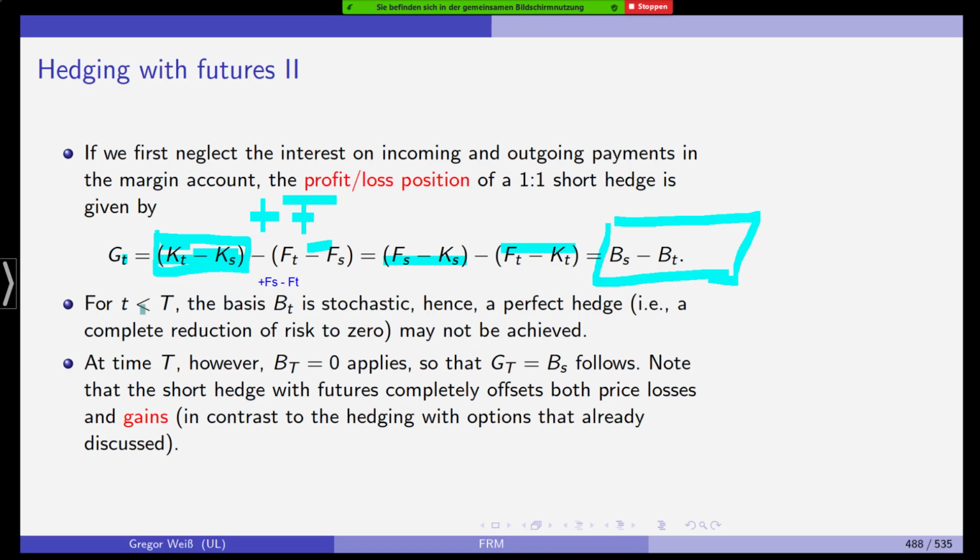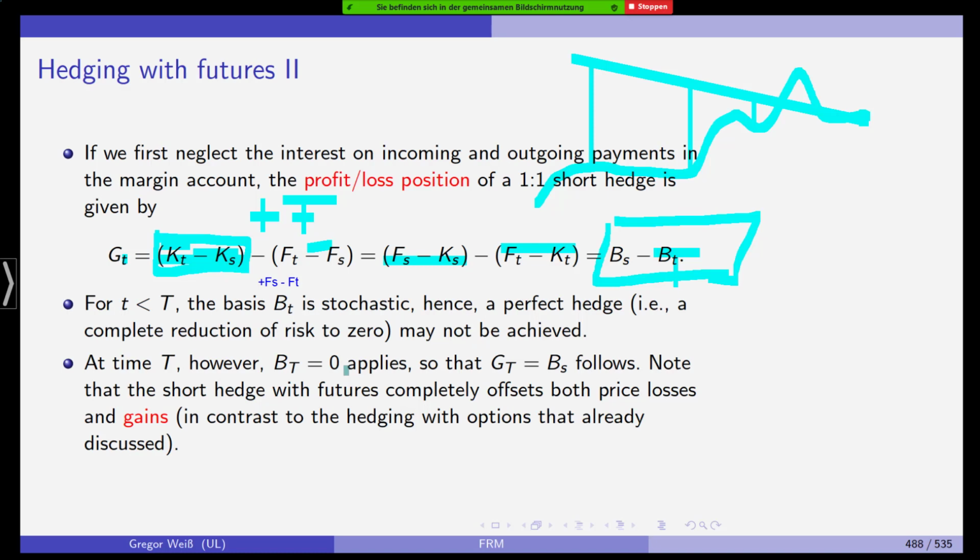Now, before maturity, the basis, B_t, is stochastic. You remember that the spot price can go up, and spot and future price will converge to each other, but at some point here or here, the difference, the basis between the futures and the spot price, will be stochastic. Hence, if we want to close our position before maturity at small t, the perfect hedge may not be achieved because we still have this difference in the basis. At time capital T, however, this becomes B_T, which actually becomes 0 because of the convergence of the futures to the spot price.